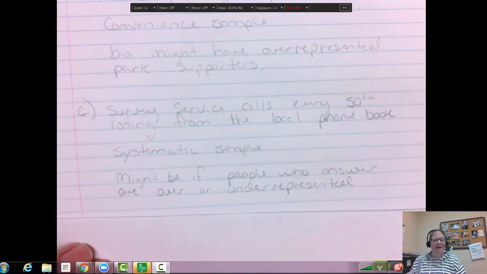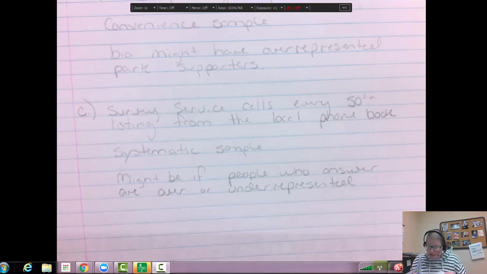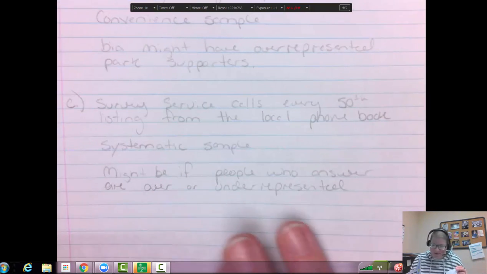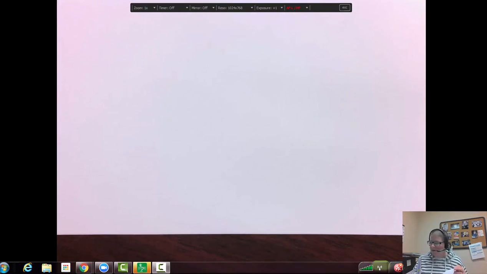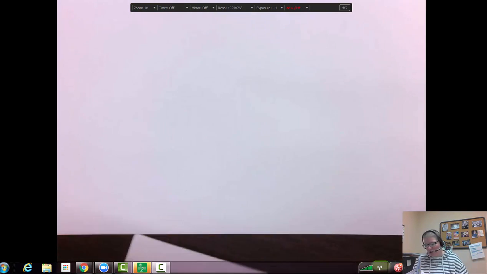Well, doesn't that depend on who answers? If they're over or underrepresenting a certain population? Maybe every 50th person happens to hate parks and sits on their couch every day and never uses them. So they don't want their taxes to go up. So it kind of depends for that one. All right, so those are my examples of sample types. Okay, that's gathering your information.